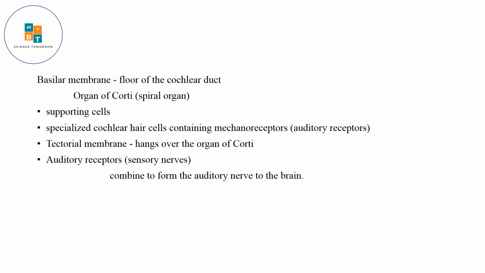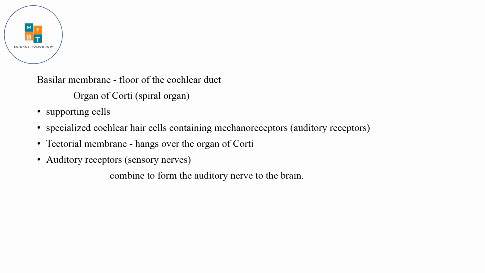If you take the cochlear duct, the base of the cochlear duct is called the basilar membrane. That is the floor of the cochlear duct, and on that floor you have something called the organ of Corti, or spiral organ. On this basilar membrane there are two types of cells. This is a good MCQ question.